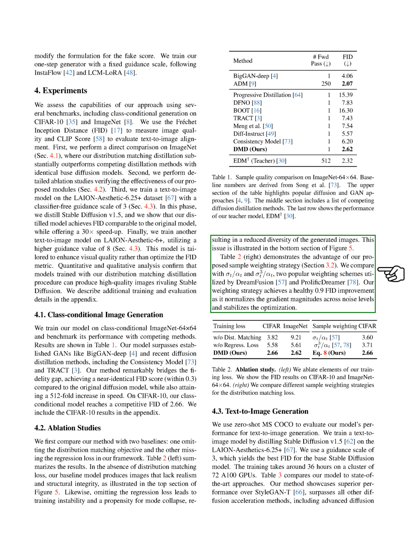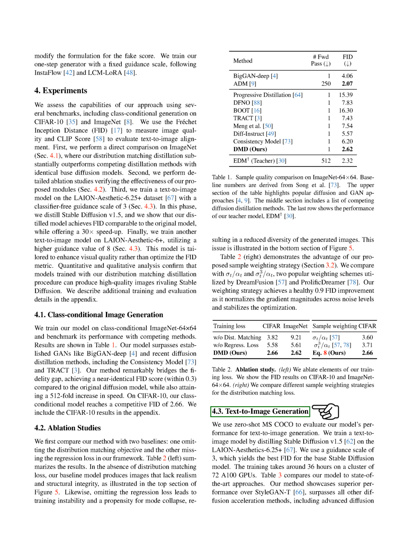The table on the right shows the benefits of our proposed sample weighting strategy. We compared it with two popular weighting schemes used by Fusion and ProlificDreamer, which are represented as sigma_t divided by alpha_t and the cube of sigma_t divided by alpha_t. Our strategy improved the FID score by a significant 0.9 as it normalized the gradient magnitudes across noise levels and stabilized the optimization process. Next, we evaluated our model's performance for generating images from text using the zero-shot MS-COCO.